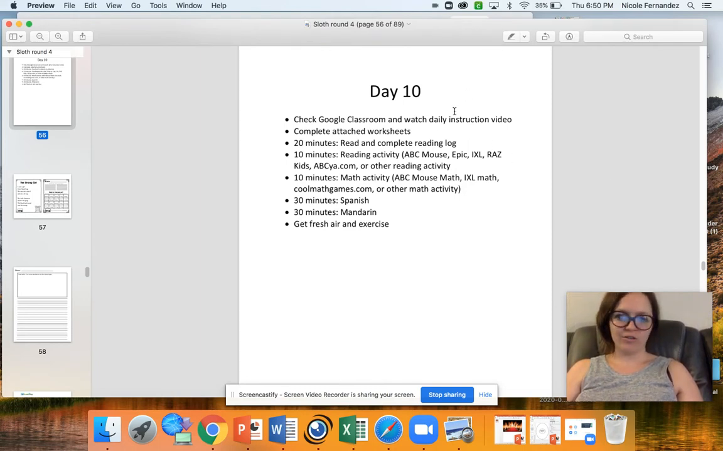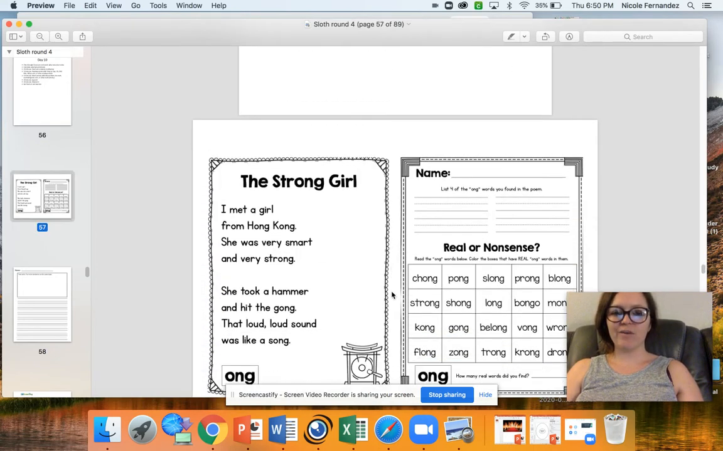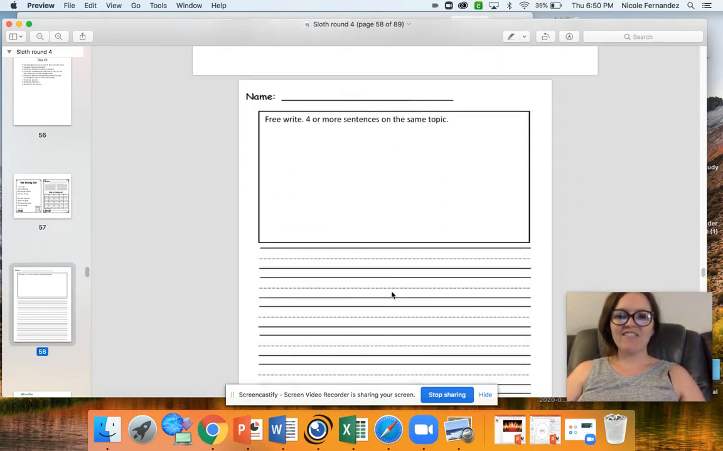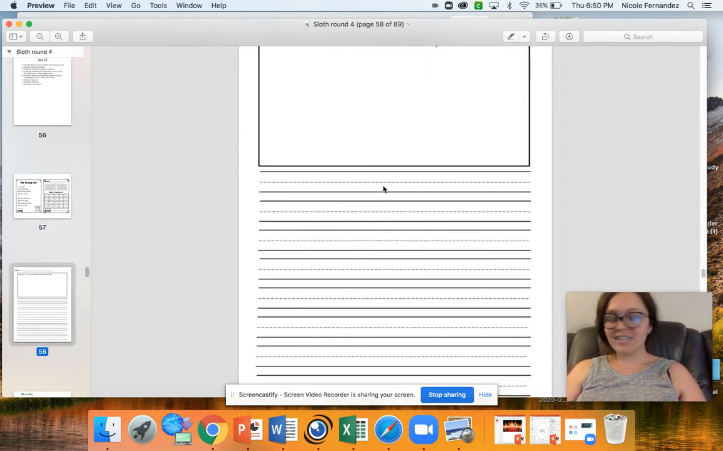Today you have all of your regular routine, including getting some fresh air and exercise. Your first activity is one of our poems. You guys are all doing super great with this and you're all used to it, so I'm not even going to go over it. You guys got it. And then we have a free write. For this, if you're getting stuck on what to write about, why don't you write about our virtual field trip yesterday and the animals we saw?